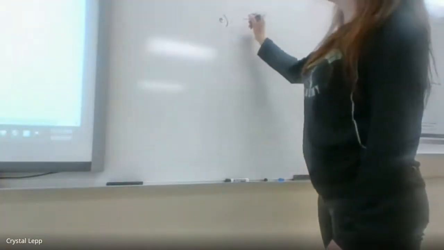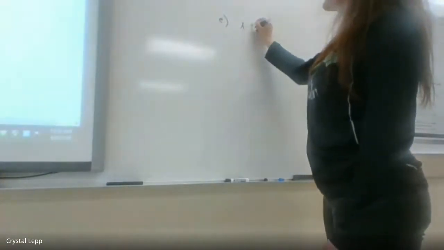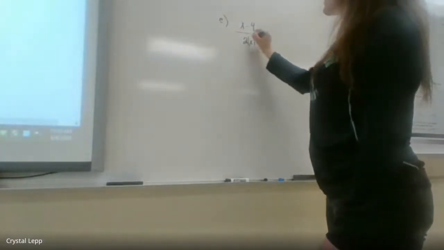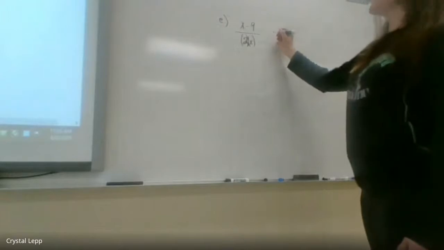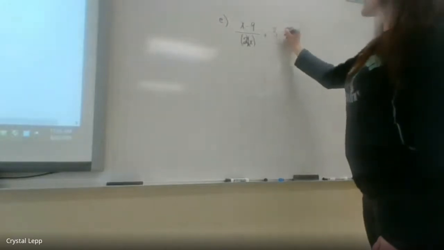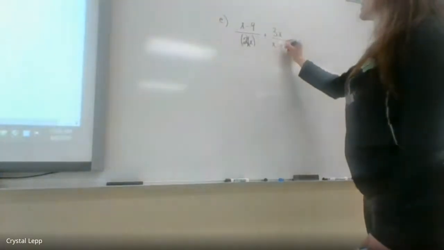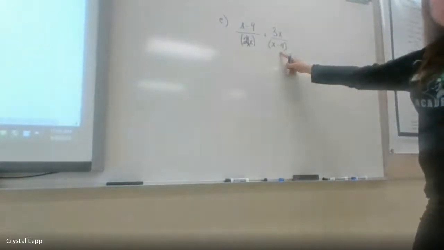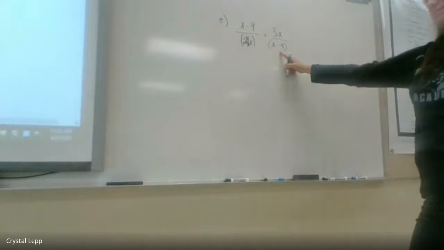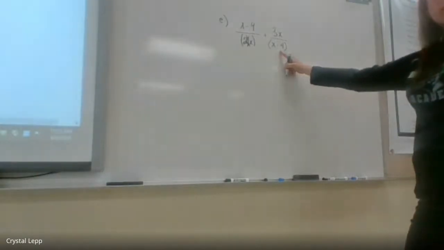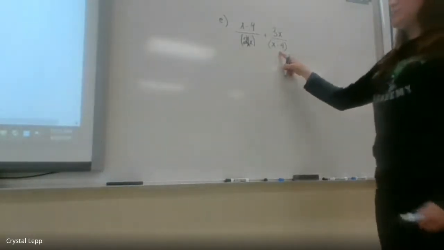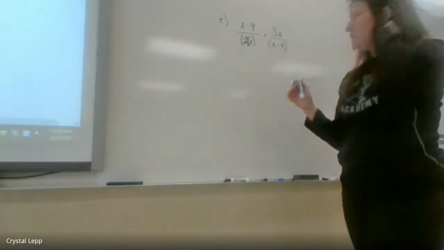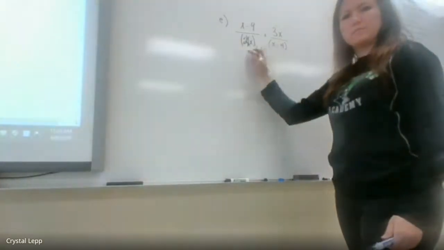So E, we have (x minus 9) over 2x, which is a monomial, 2 and x, and then plus 3x over (x minus 4). So the moment you have a binomial in the denominator, for the ones that we're going to do, the fastest way to make a common denominator, and I guess the only way for the ones that we're doing, is we multiply each of them by each other.